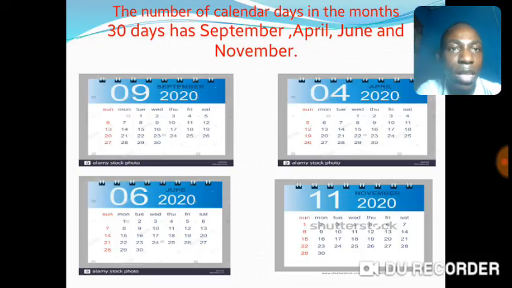Now let's look at the number of calendar days in the months. In September, there are 30 days respectively. April also has 30 days. June and November as well. I think we remember a rhyme on the number of calendar days in the month. We're going to do that, but let's move on.